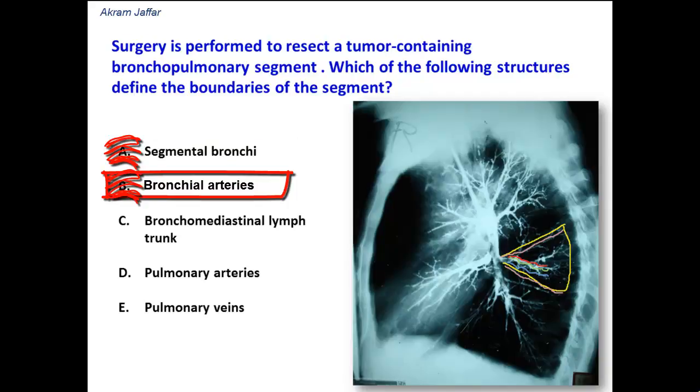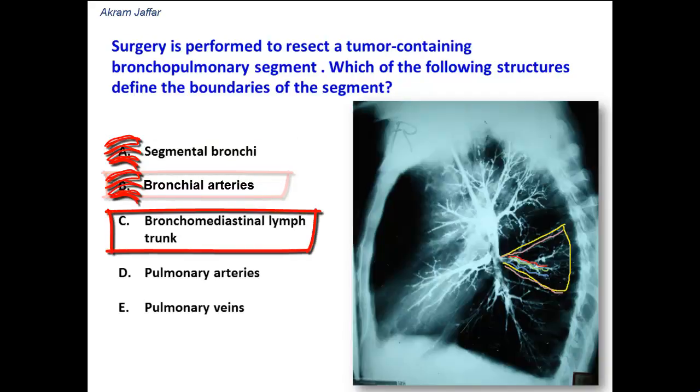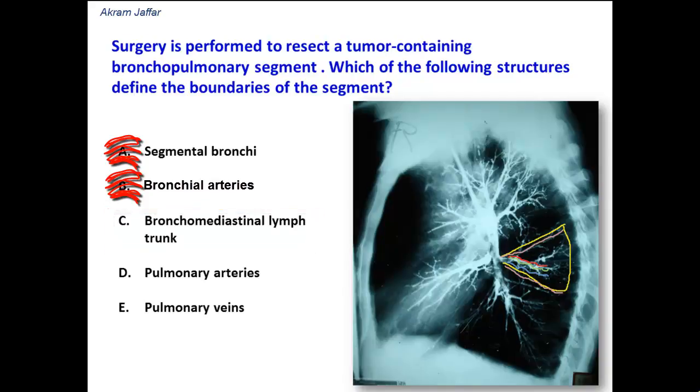A bronchomediastinal lymph trunk. This is a large lymph trunk that is located outside the lung, and it drains lymphatic vessels from the lung, but it is located outside the lung and it drains either into the right lymph duct or into the thoracic duct, and it does not define the boundaries of the bronchopulmonary segments.